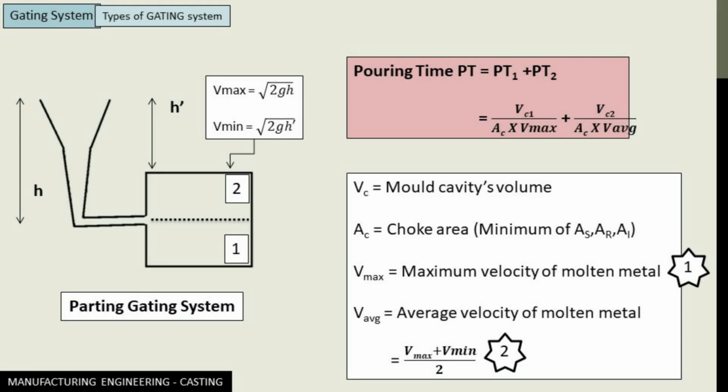Next comes the parting gating system. In parting gating system, the cavity is divided into two halves. The bottom half of the cavity, which is denoted by 1 here, acts as a top gating system, whereas the upper half of the cavity acts as a bottom gating system. And hence, the corresponding velocities will prevail.